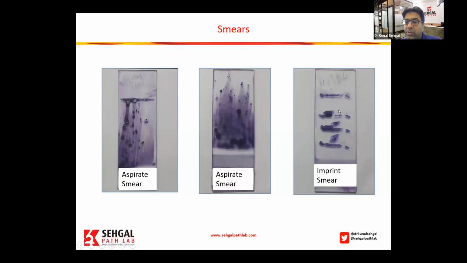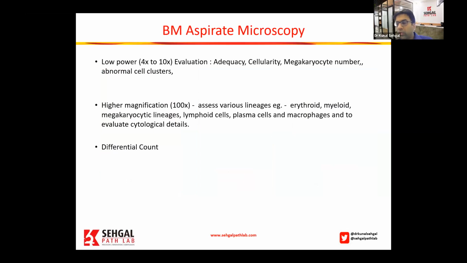And even on the imprints, we are making 3 to 4 good imprints. Staining the third or the fourth imprint, which is not very bloody, becomes very, very useful. So going on to microscopy, when we look at the bone marrow aspirate, typically we want to look at a low power view and then go on to a higher magnification, which is an oil or a 100x lens. At low power, one is typically trying to assess the cellularity, look at the particles, look at the megakaryocyte number, look for any cluster of abnormal cells.